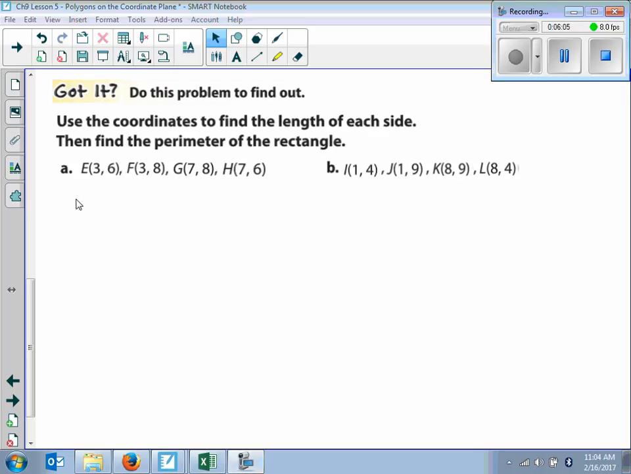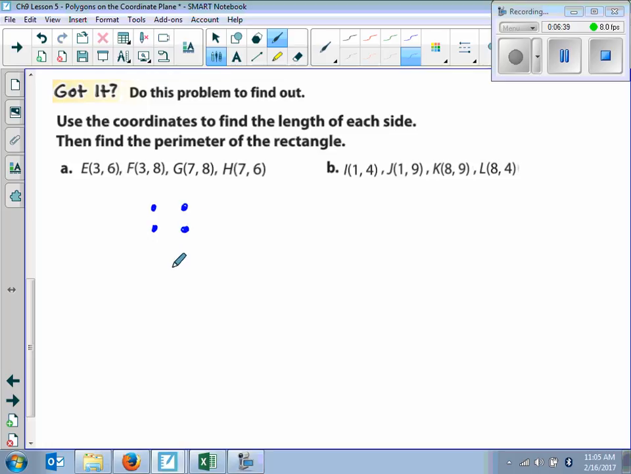So we have E, F, G, and H. Let's just imagine what this looks like. E is at 3, 6. F is at 3, 8. G is at 7, 8. And H is at 7, 6. So we have a rectangle, right?